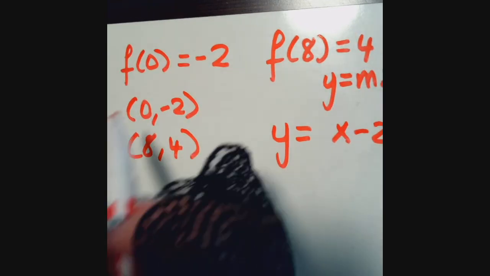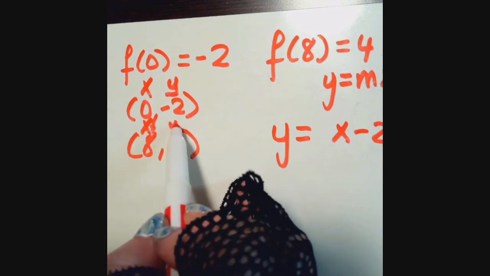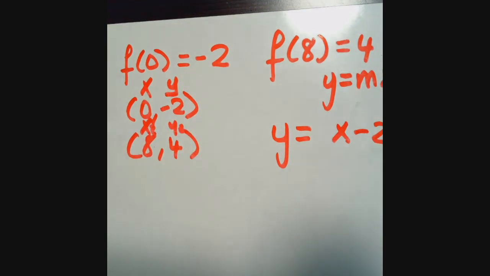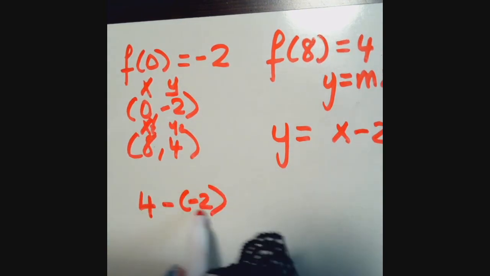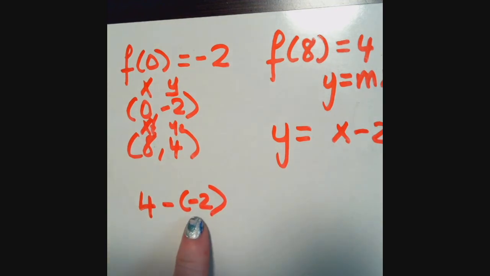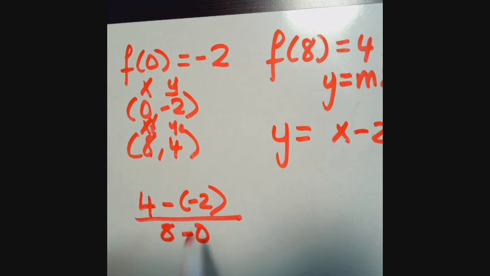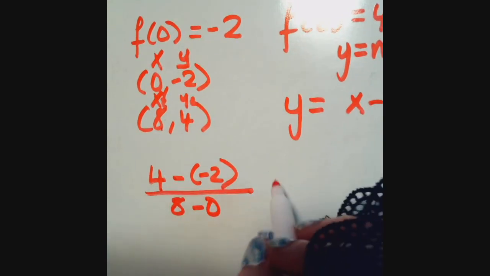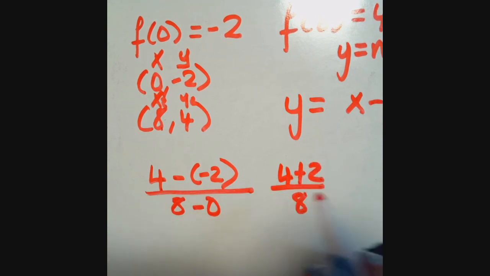So again, you can label x, y, second x, second y. So I'm going to do second y minus first y: 4 minus negative 2. When I have a double negative, I put this in parentheses to remind me to go ahead and change that to addition afterwards. Then the second x minus the first x, 8 minus 0. So that becomes 4 plus 2 divided by 8 minus 0 is 8.